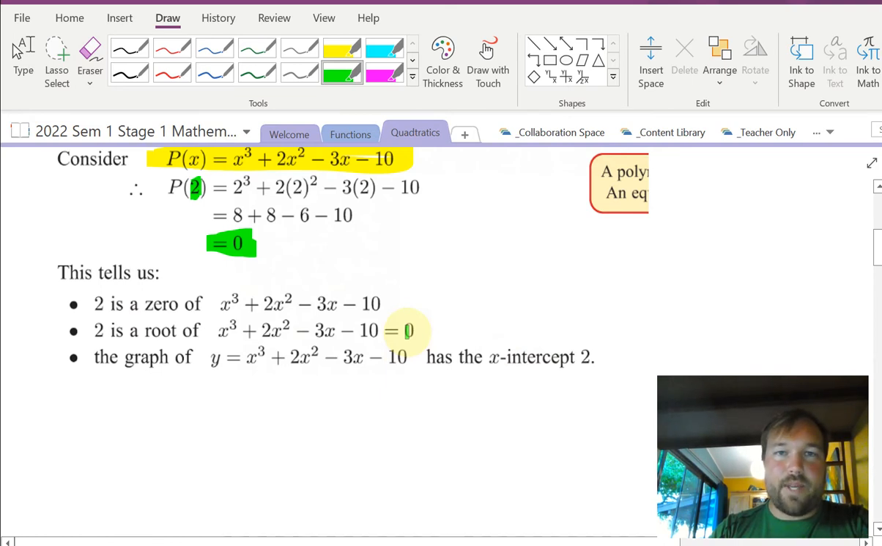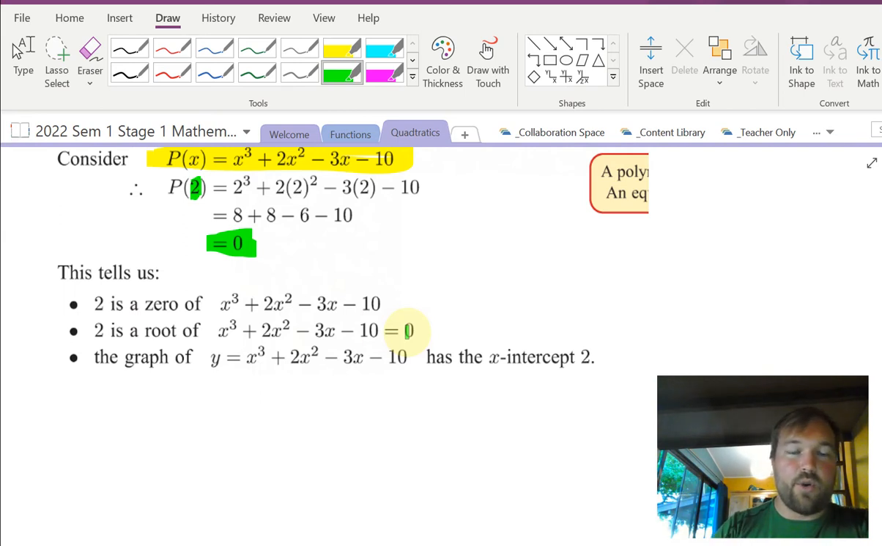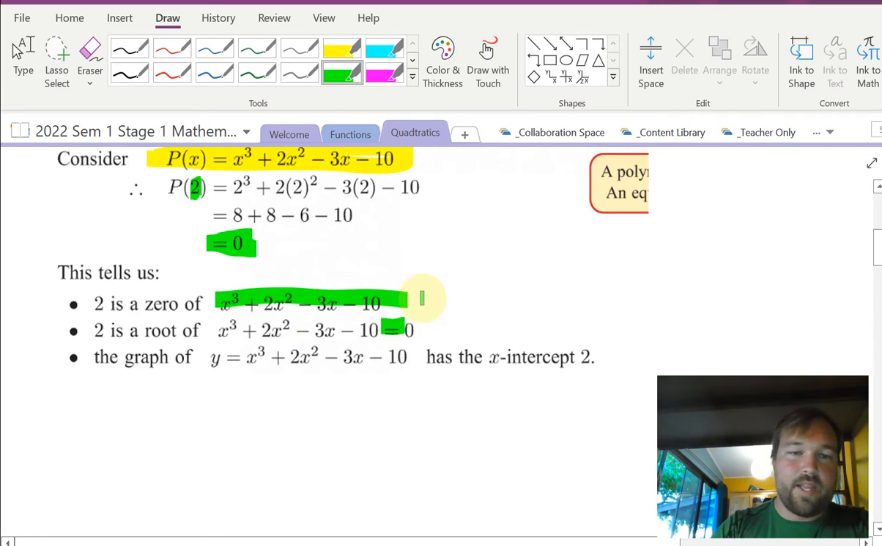Now, it tends to be that all these words are used interchangeably, even though they shouldn't be, and I am an absolute criminal in this. I will say 0 when it has an equal sign. I will say it has a root of 2 when it has no equal sign.